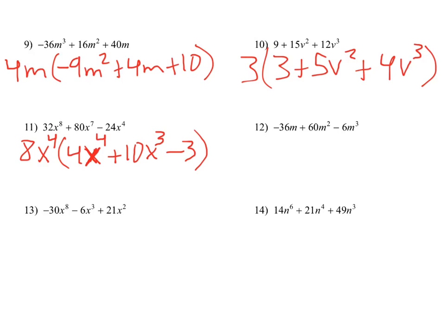Moving on to 12, it's looking like 6 goes into all those, and just a single m is the least amount of m's available. It's going to leave us with negative 6, and then plus 10m, because m times m is like m squared, and then just subtract m squared, because m to the 3rd divided by m is just m squared. Moving on to 13.